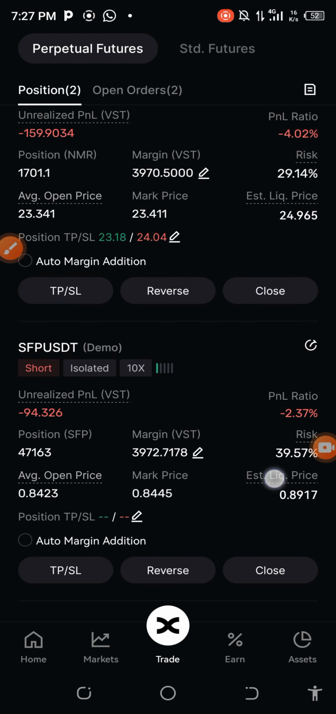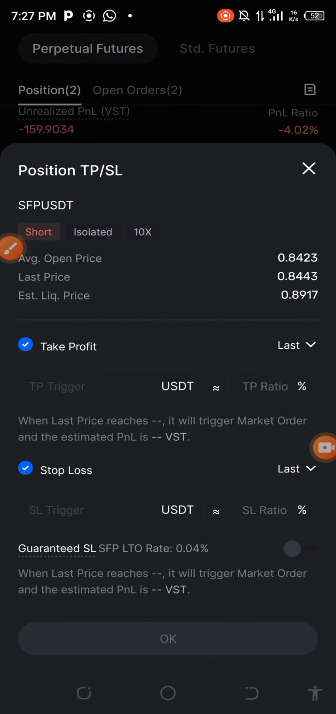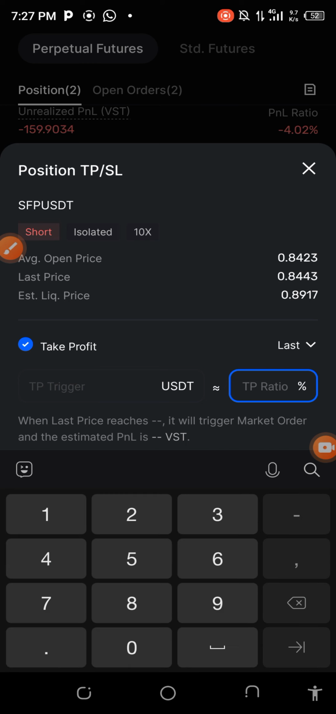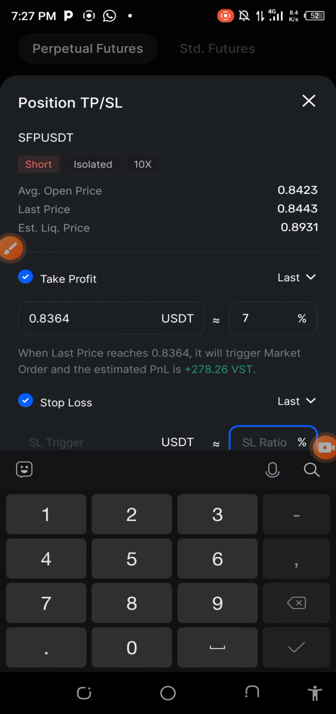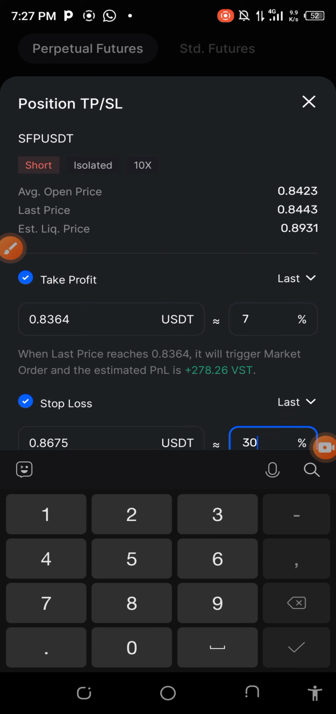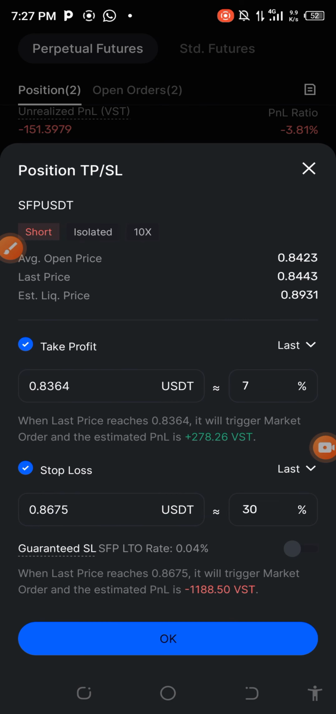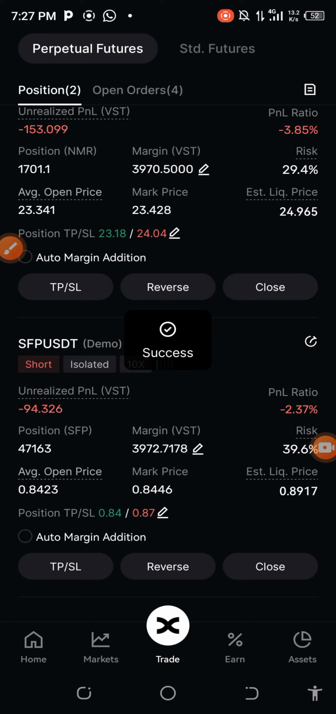Then let me come to the second one here. The same thing I want to apply here, 7%. When I'm losing 30%, I want to get out of the trade, out of the market. Okay, so this is how you set your trade.